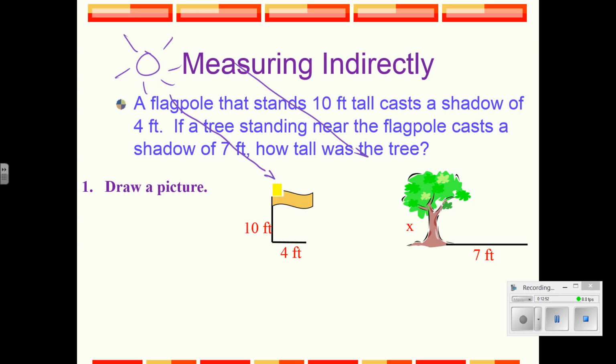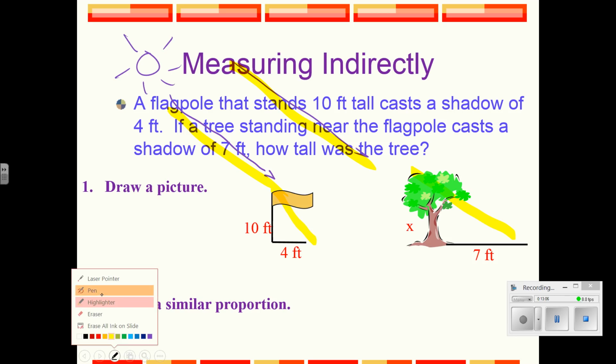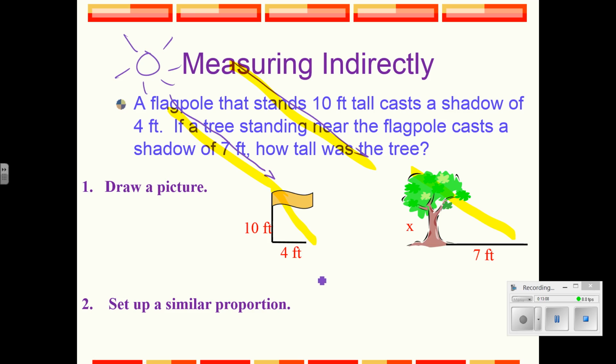So let's actually use the highlighter. There we go. Something like that. And they're still not straight, but you get the point. All right, so let's set up a proportion. And then it doesn't set up a proportion for me. So I'm going to have to go ahead and do this. So the way the 10-foot object, aka the flagpole, corresponds to 4 feet is equal to the X foot tall object corresponding to a shadow that is 7 feet.